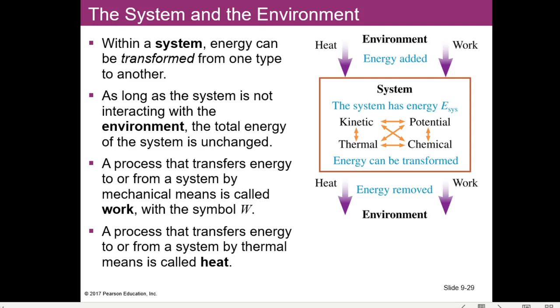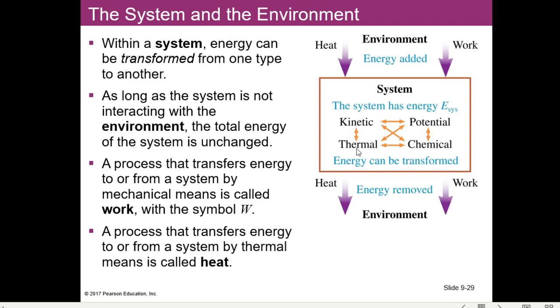Okay, so here's the basic idea. There's this box around the system. We can change the energy of the system by putting heat in or by putting work in. This will add energy to the system. We can also remove energy from the system. We can remove heat from the system. We can also make the system do work on the environment, and that will make the energy of the system go down.